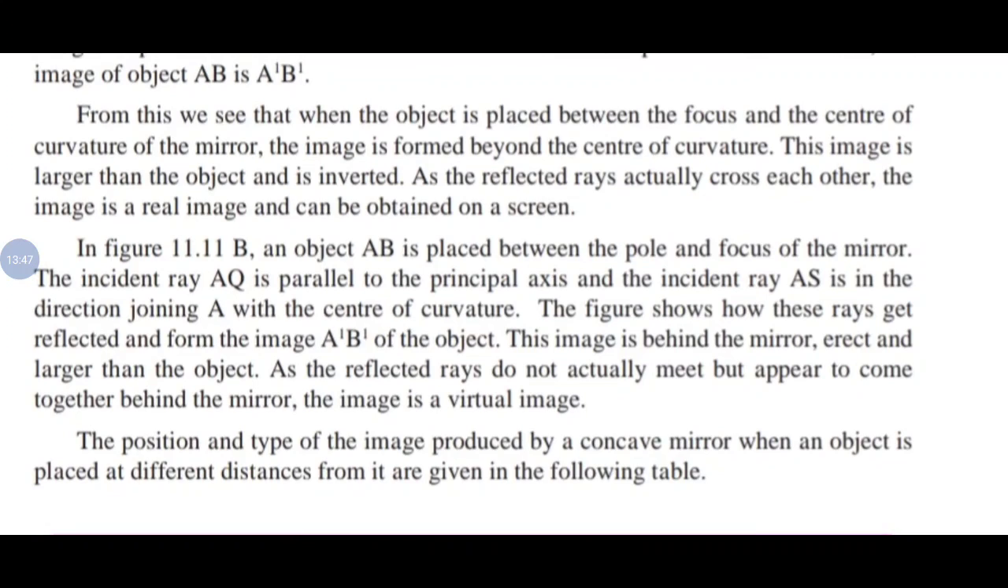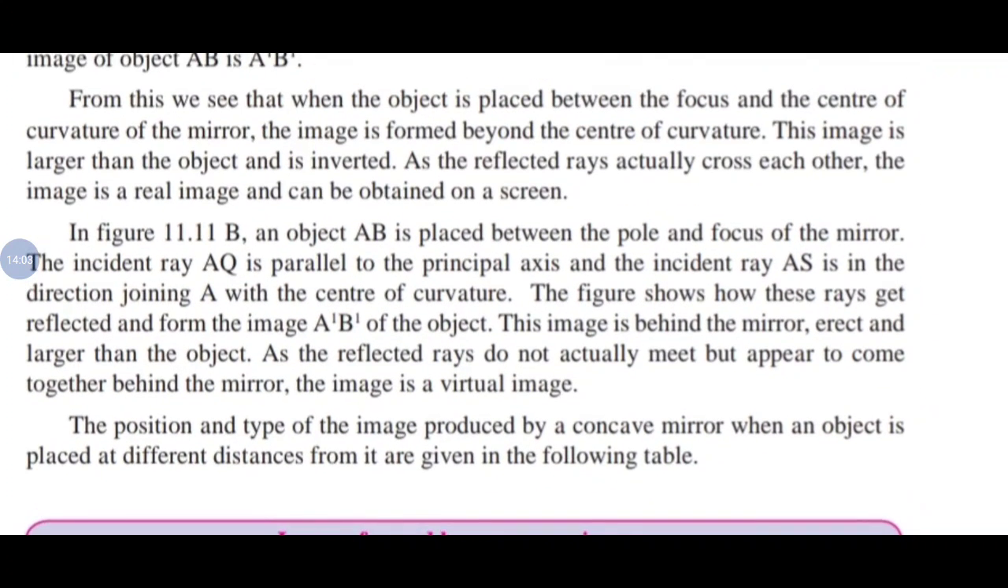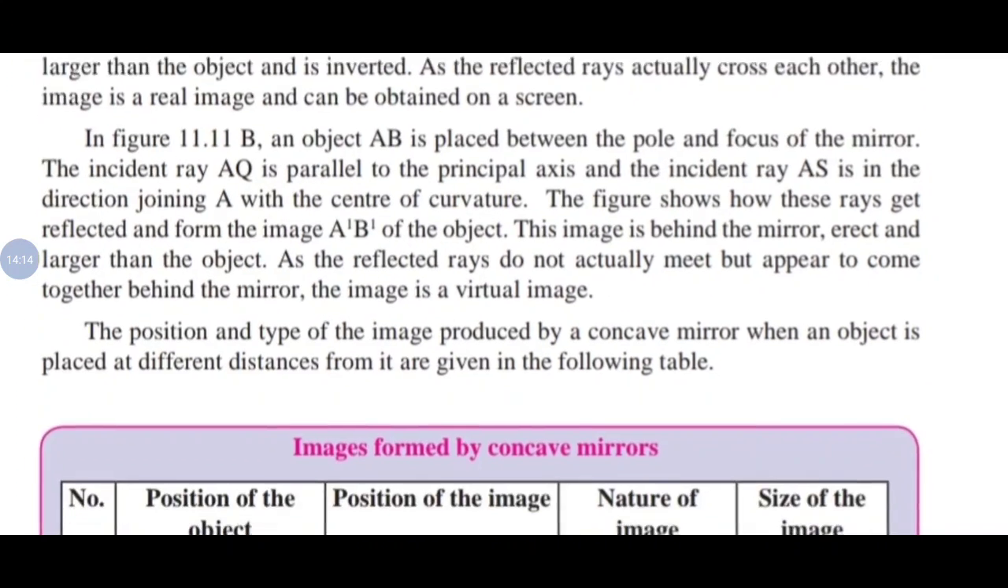Clear? As the reflected rays do not actually meet but appear to come together behind the mirror when we are extending the reflected rays in the opposite direction, that image is a virtual image. The position and type of image produced by a concave mirror when an object is placed at different distances from it are given in the following table.